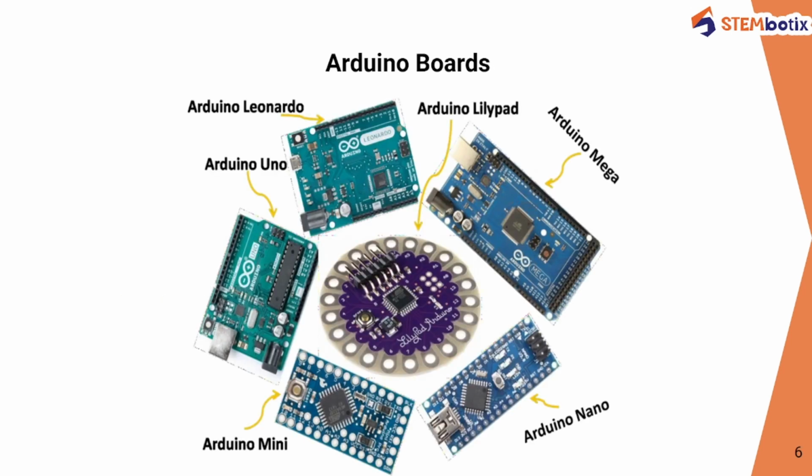These are the different Arduino boards which are available in the market. So we have different kinds of options to choose from. We have Arduino Leonardo, Arduino LilyPad, Arduino Mega, Arduino Nano, Arduino Mini and Arduino Uno. These are some examples of the different kinds of Arduino boards available in the market.